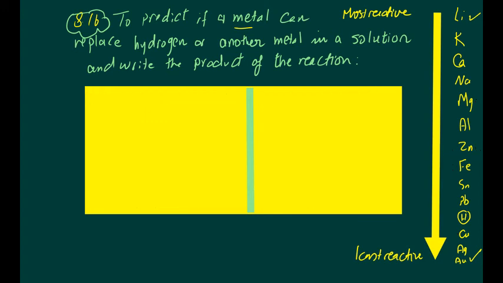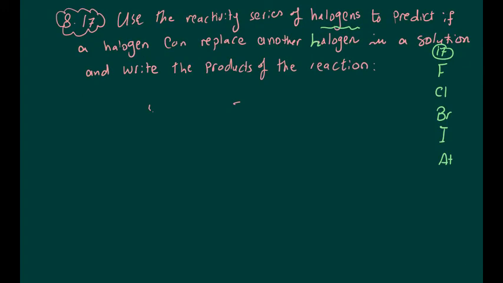Now here the reaction is fully balanced: 2 aluminium on either side, 6 hydrogen on either side, and 6 Cl on both sides. The chemical activity series of halogens is as follows: fluorine, chlorine, bromine, iodine, and astatine, with fluorine the most reactive and astatine the least reactive.